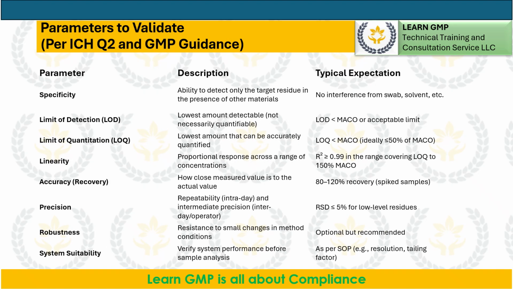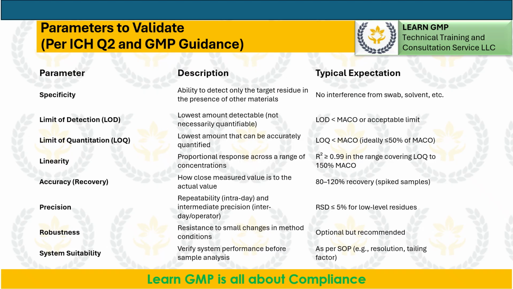Parameters to validate per ICH Q2 and GMP guidance. Parameter: specificity. Description: ability to detect only the target residue in the presence of other materials. Typical expectation: no interference from swab, solvent, etc. Parameter: limit of detection, LOD. Description: lowest amount detectable, not necessarily quantifiable. Typical expectation: LOD < MACO or acceptable limit.